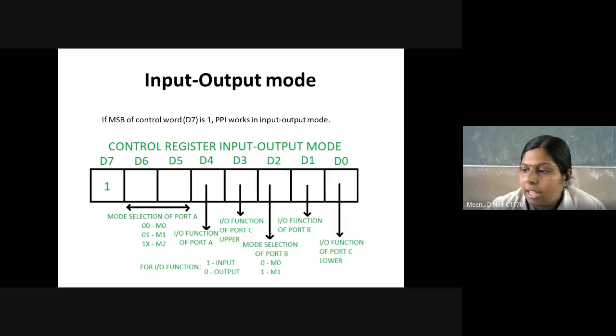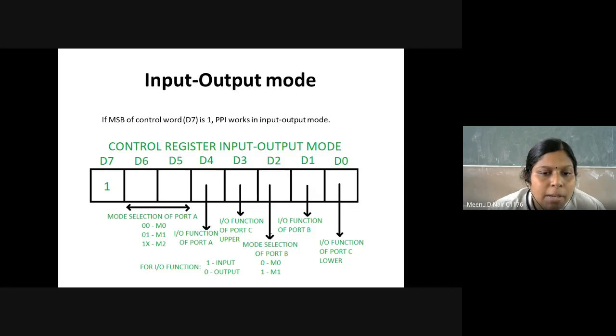Now we are going to see the input output mode. In the input output mode of operation, you substitute D7 equal to 1, and it will be in the input and output mode. Then D6 and D5 are the mode selection for port A. If it is 0 0, mode 0; 0 1, mode 1; 1 0 or 1 x, that is D6 will be 1 and D5 can be any 0 or 1, it will be in mode 2.